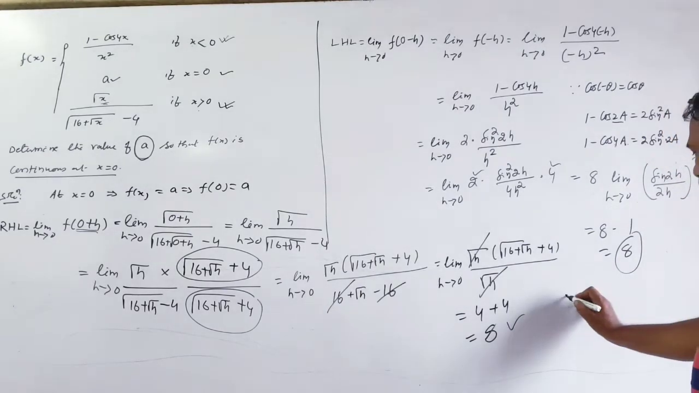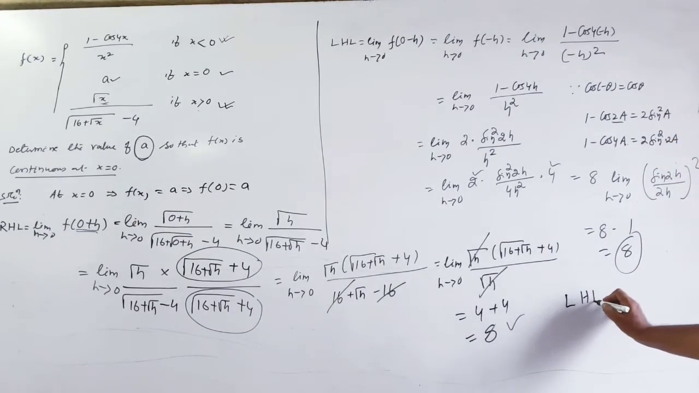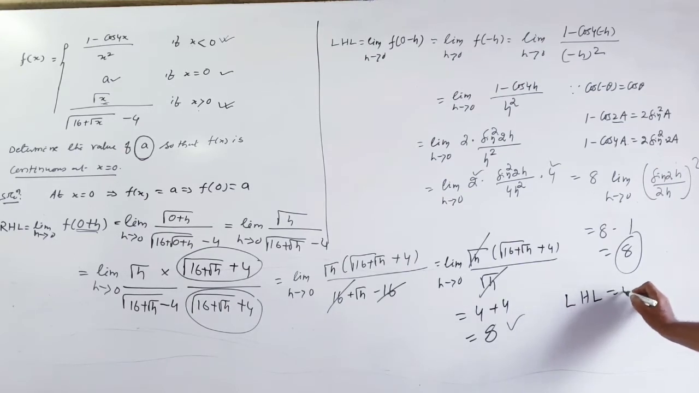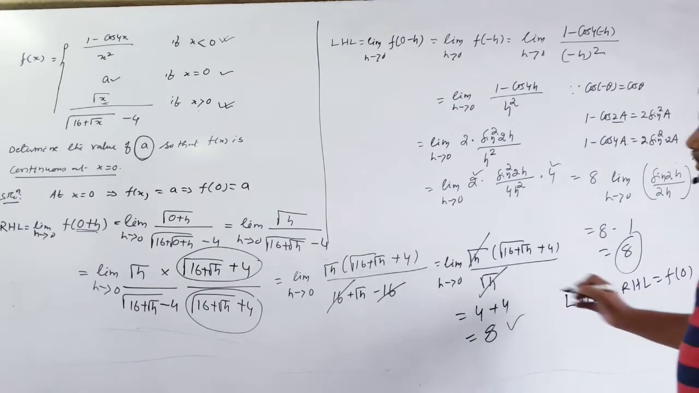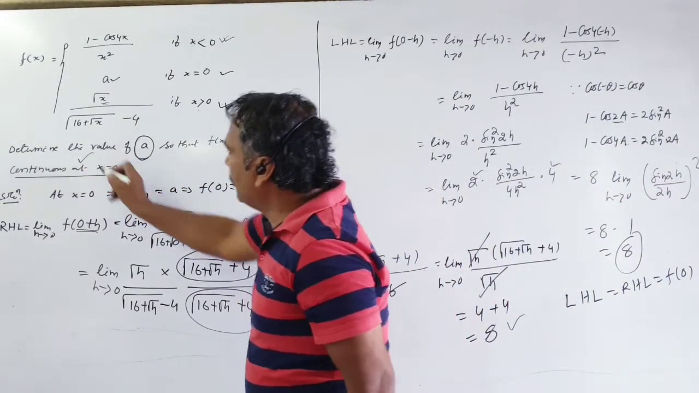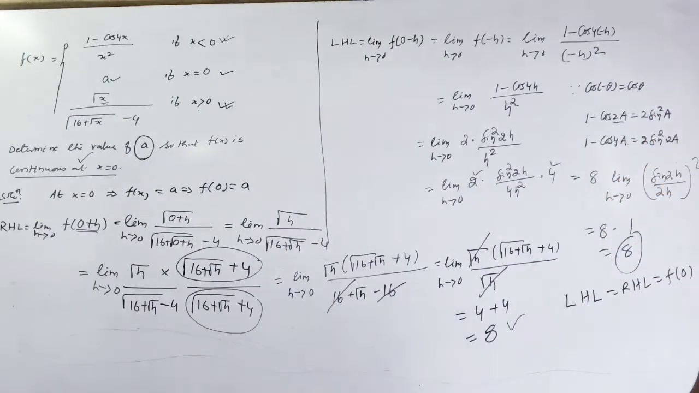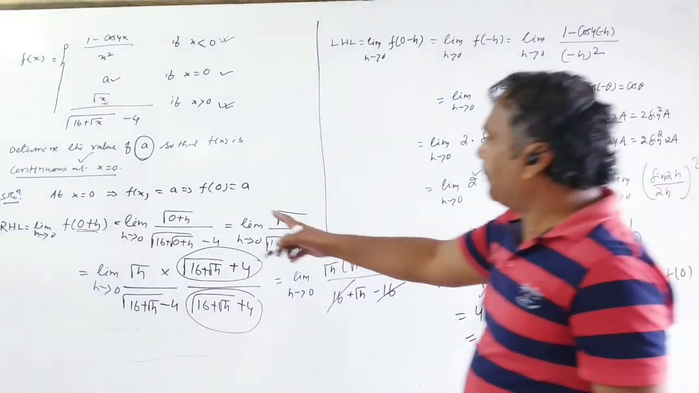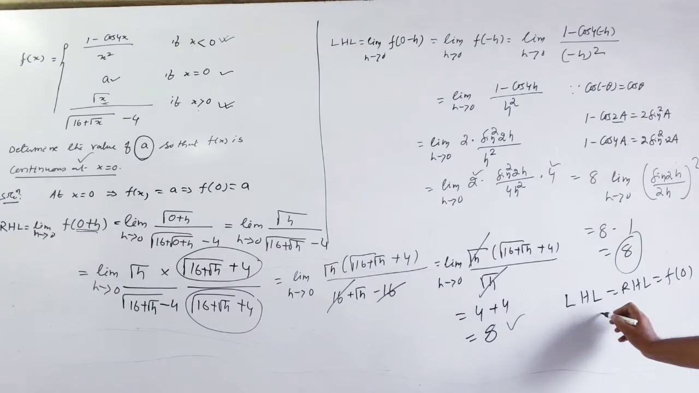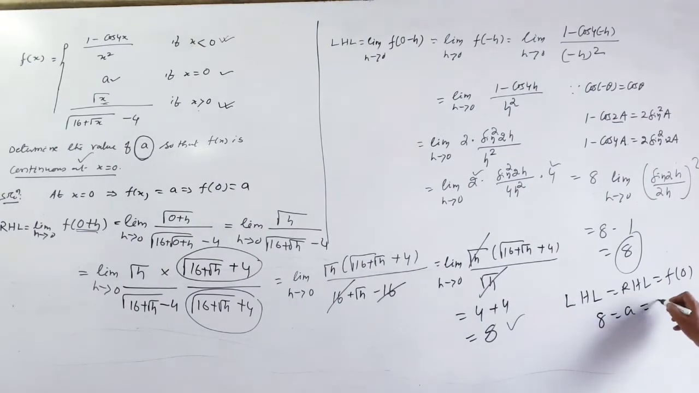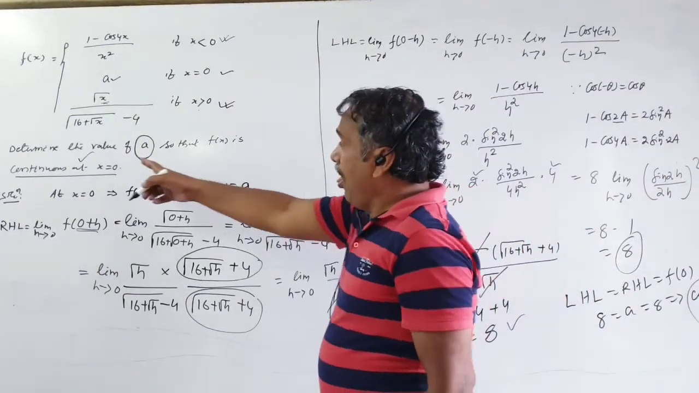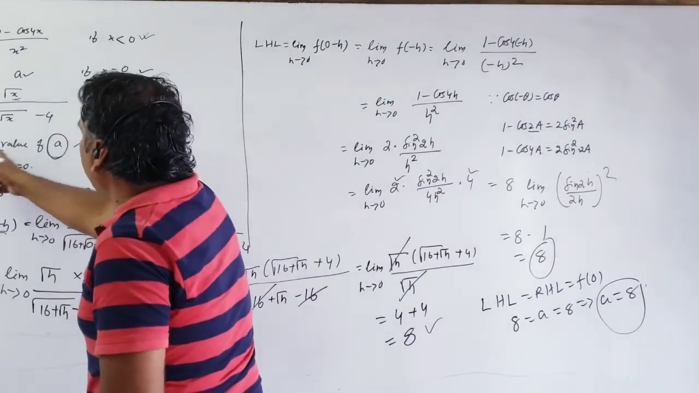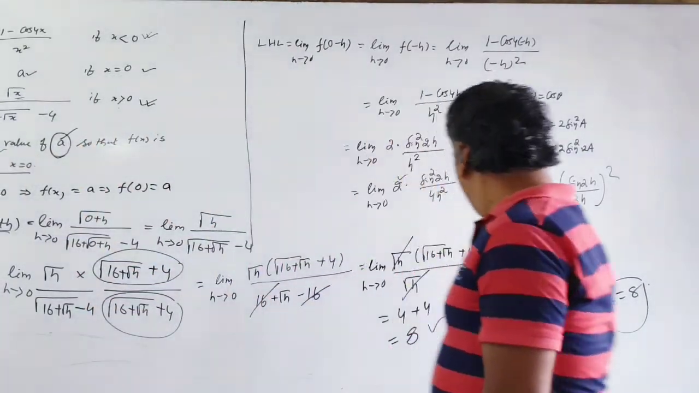Okay, so the left hand limit is equal to the right hand limit, equal to f of 0. Here the function is continuous. Therefore f of 0 is a. So what is the value of a? Determine the value of a. Now a equal to a.